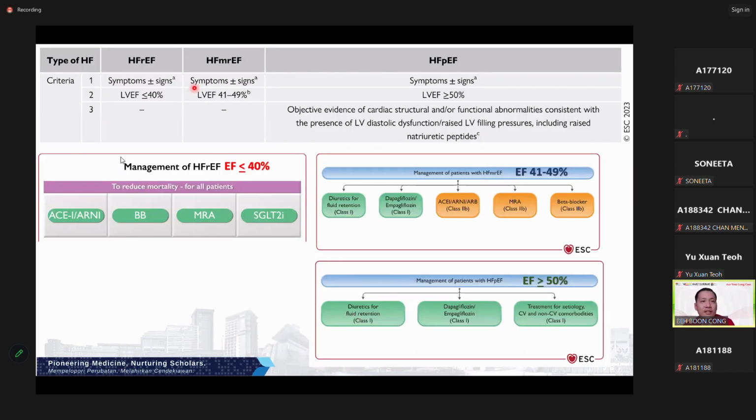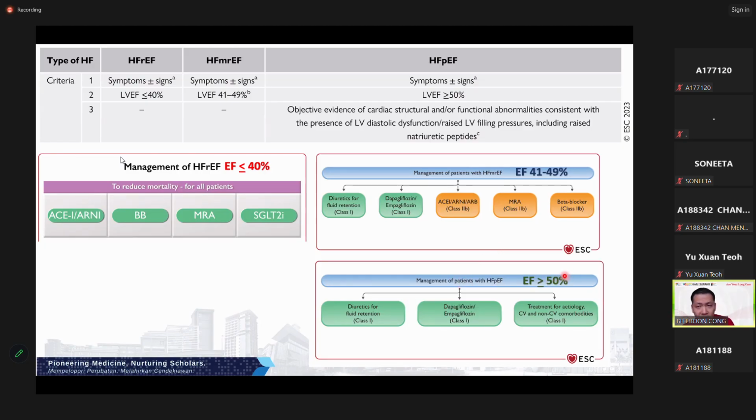If you look at the classification, we have EF of less than 40, 41 to 49, and more than 50. These are different classifications. Why is it important? Because different classifications have different treatment. For less than 40, your treatment is the 4 pillars. But for mildly reduced, 41 to 49, the only proven treatment is SGLT2. The rest is all class 2B, meaning there's no strong evidence yet based on the trials.